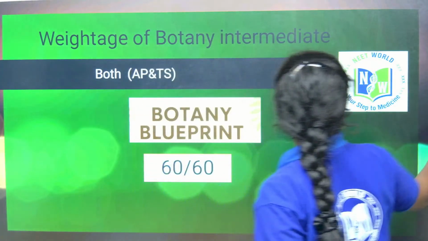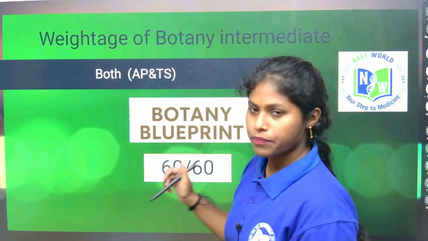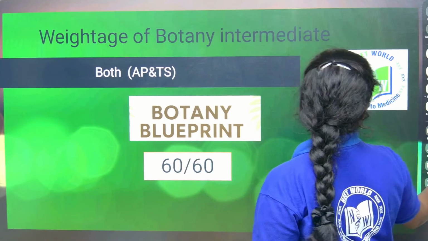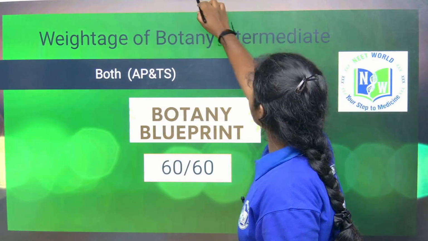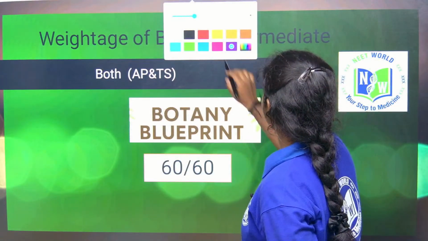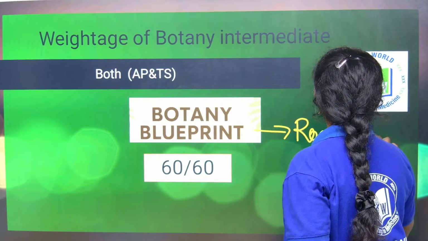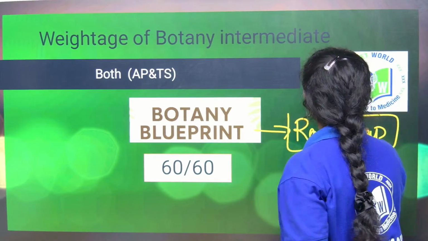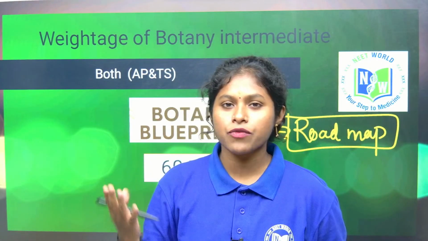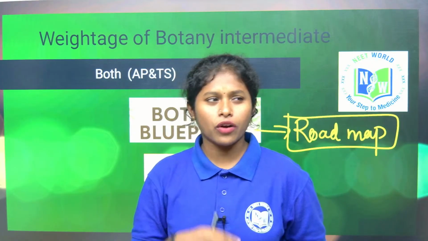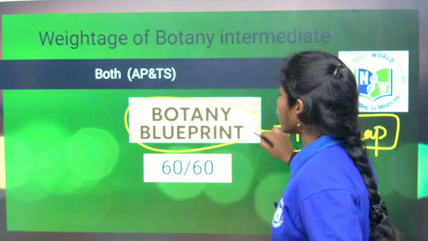So let's see, you have to know about the blueprint. It is just like a roadmap for your smart preparation. For your smart preparation, you require a roadmap for sure. If you know the blueprint, you can analyze and guess the paper also. For the upcoming papers, you can guess what questions they can give and what will appear. That is the importance of the blueprint.